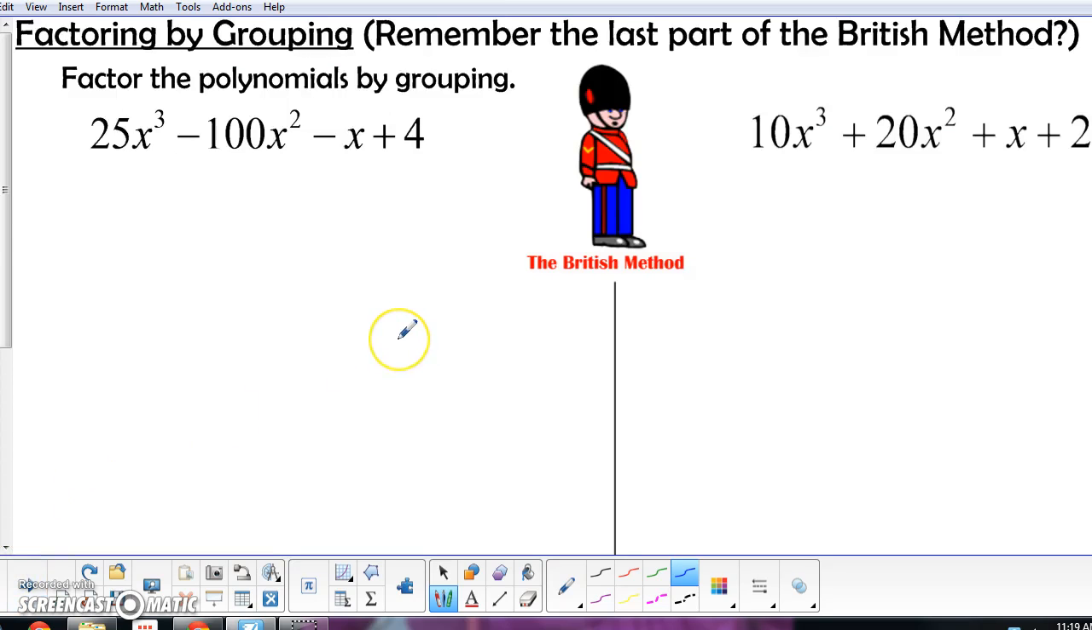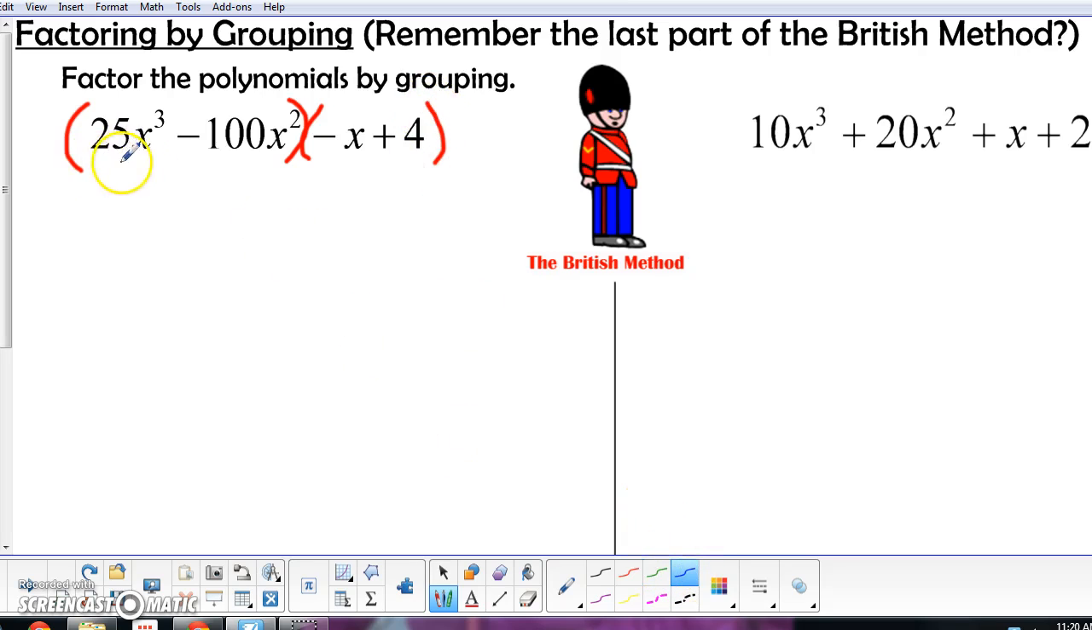So the first method of factoring polynomials is one that I think will be familiar to us because it's called grouping. Anytime I have a polynomial of 4 terms and I'm asked to factor it, grouping is the idea that I want to start with. It's just like the end of the British method, for those of you who remember that from quadratic expressions. What I'm going to do is group the first 2 terms in my polynomial and the second 2 terms in my polynomial by putting parentheses around them.